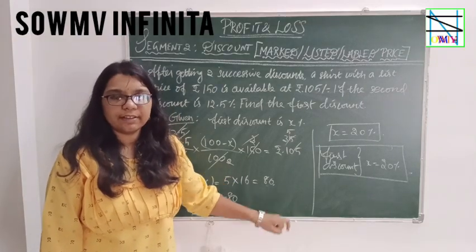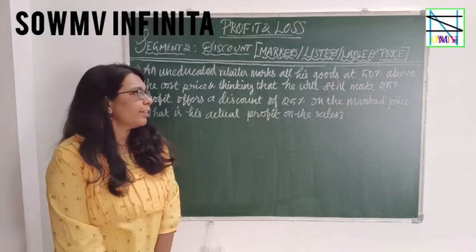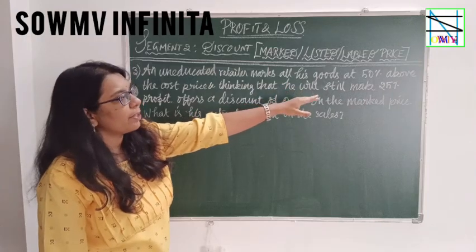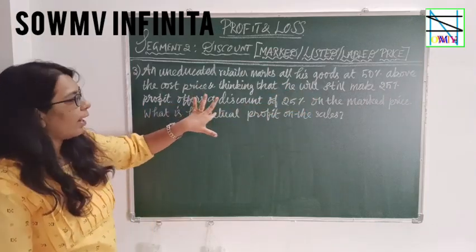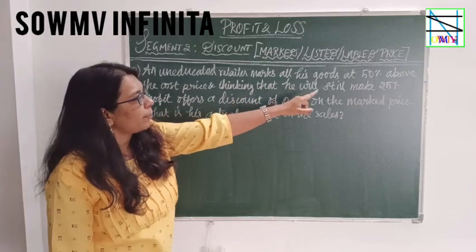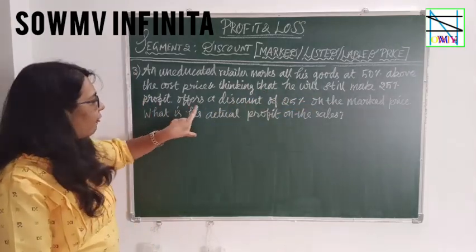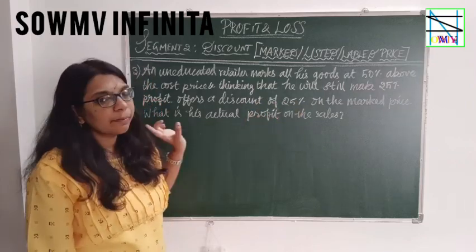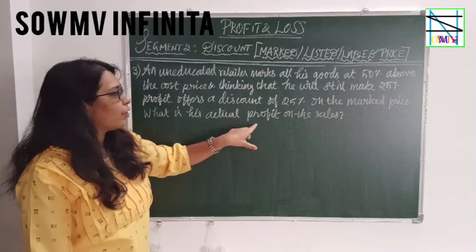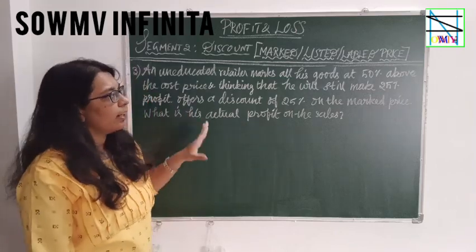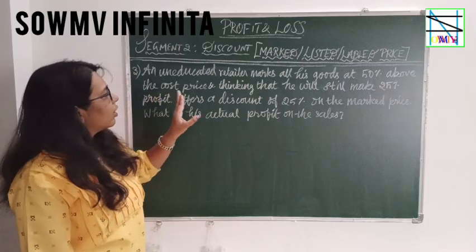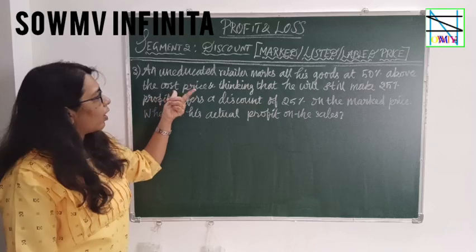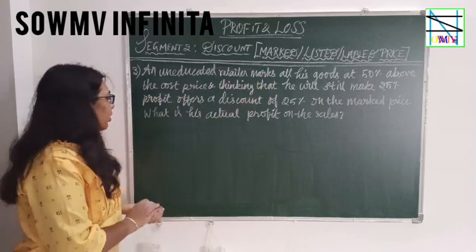The third problem is, an uneducated retailer marks all his goods at 50% above the cost price and thinking that he will still make 25% profit, offers a discount of 25% on the market price. What is his actual profit on the sales? Okay, again I read the question. Here the condition is, his goods at 50% above the cost price. This is the market price.